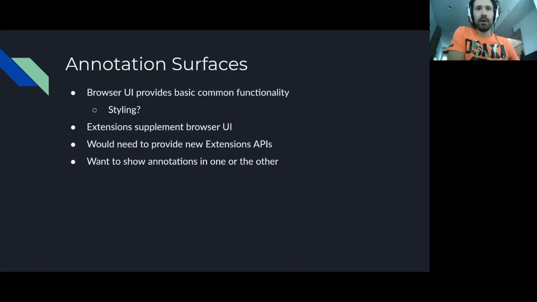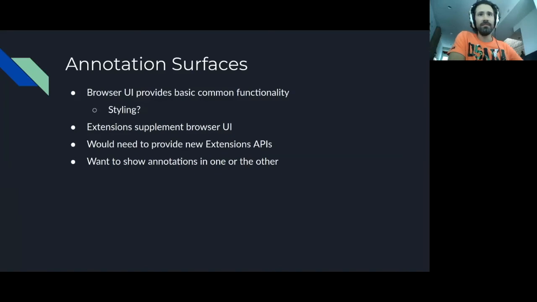So to integrate well with the browser, I think extensions would need some new APIs. Basically so that they could receive the annotation data from the browser. It would also be helpful, I think, to expose some common annotation functionality. So for example, text matching APIs, so that they're consistent with the browser. And we definitely wouldn't want to duplicate annotations, both in the browser UI and extension UI.